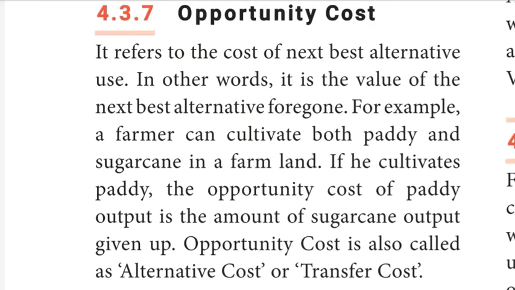Next, opportunity cost. The opportunity cost of any good is the next best alternative good that is sacrificed. Here, it refers to the cost of next best alternative uses. In other words, it is the value of the next best alternative forgone. For example, a farmer can cultivate both paddy and sugarcane in a farm land. If he cultivates paddy, the opportunity cost of paddy output is the amount of sugarcane output given up. Opportunity cost is also called alternative cost or transfer cost.